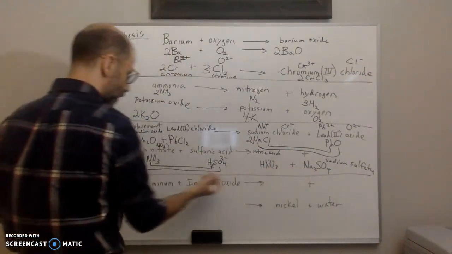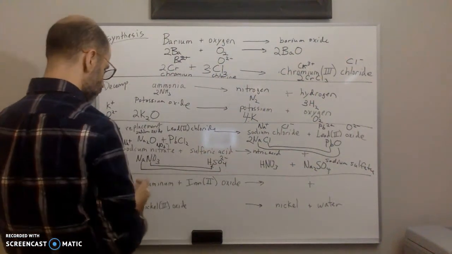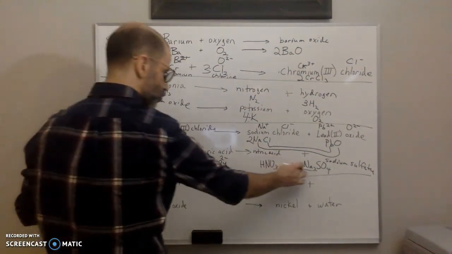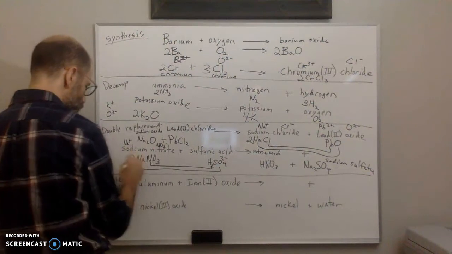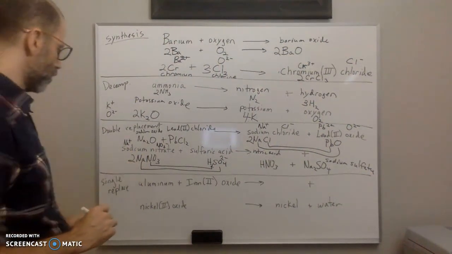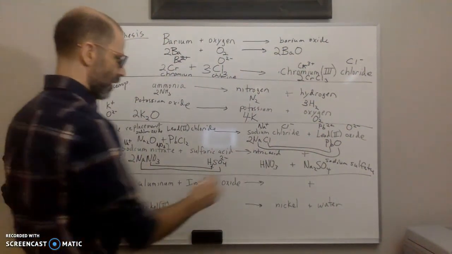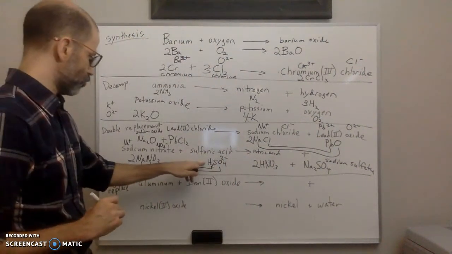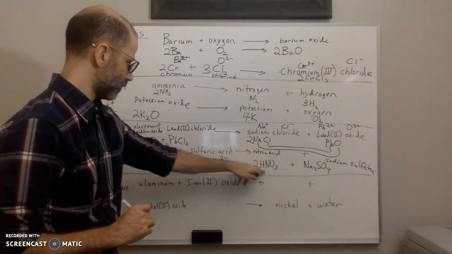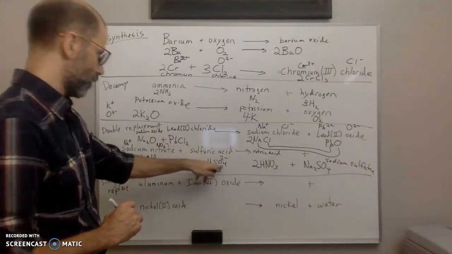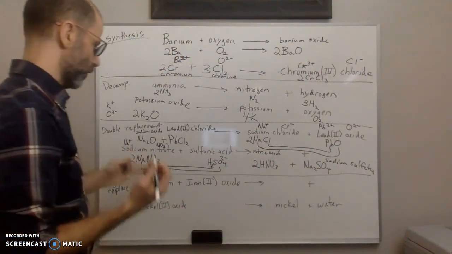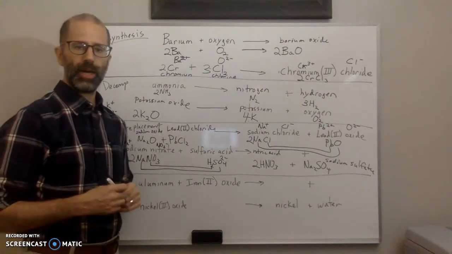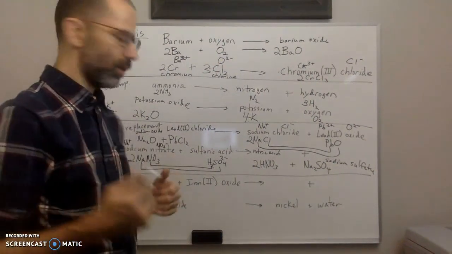Now I need to just balance this formula. So I have 2 sodiums here, 2 sodium. I need 2 sodiums here. 2 times 1 is 2. So I have 2 nitrates here. I need 2 nitrates here. So there's a 2. I have 2 hydrogens. I have 1 sulfate. So this is balanced. Okay. I think I have time for one more.